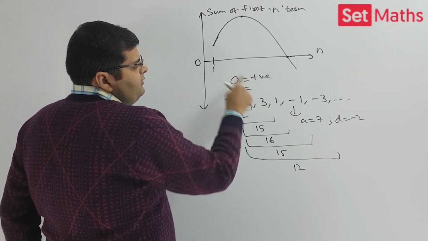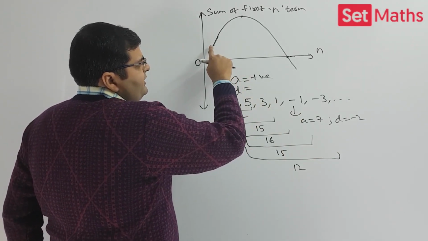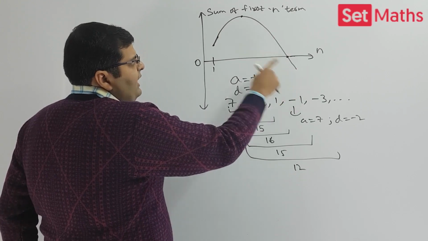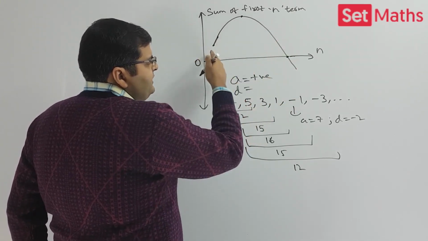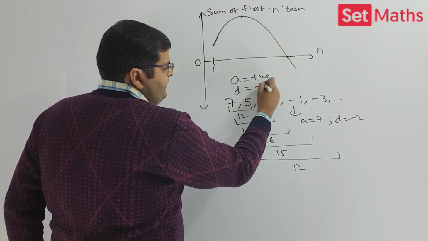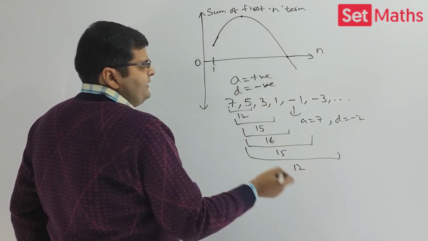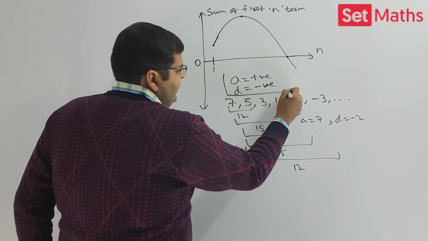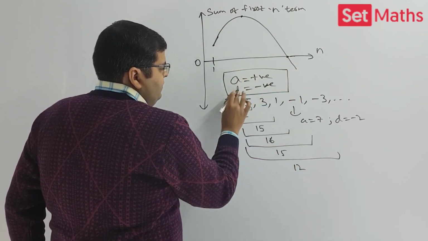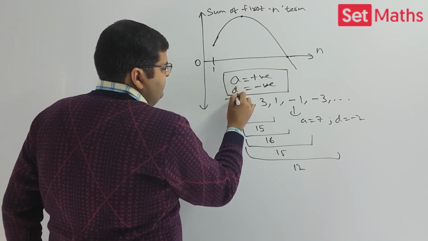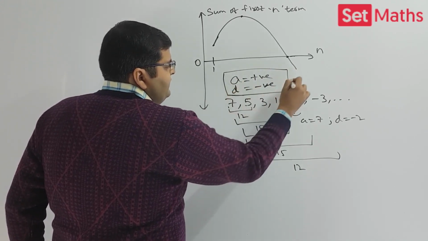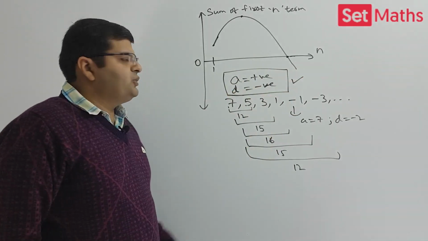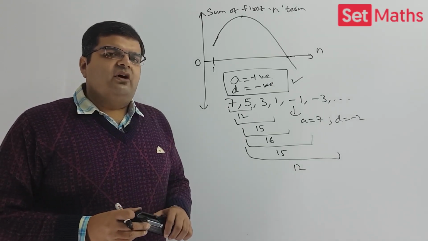So what we found out is that if an arithmetic progression follows this kind of graph for the sum of the first n terms, the first term a is positive and the common difference d is negative. So the option saying that the first term is positive and the common difference d is negative is the correct answer. That is how we solve this question.